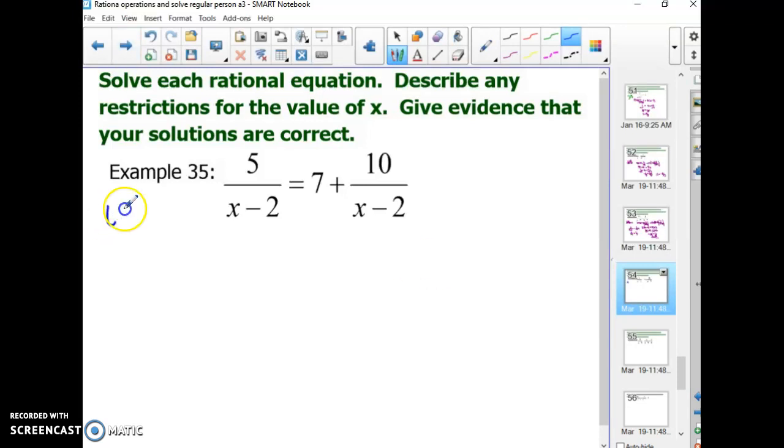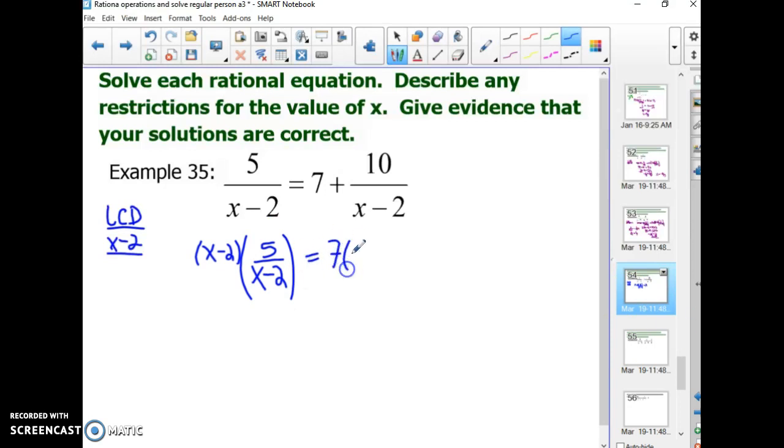So here we go. First off, I need to get the least common denominator. Well, this side has an x minus 2, and over here I also have an x minus 2. So that's pretty easy to see. So the next thing I need to do is take x minus 2 and times it by each term of my equation. So I get x minus 2 times 5 over x minus 2 is equal to 7 times x minus 2.